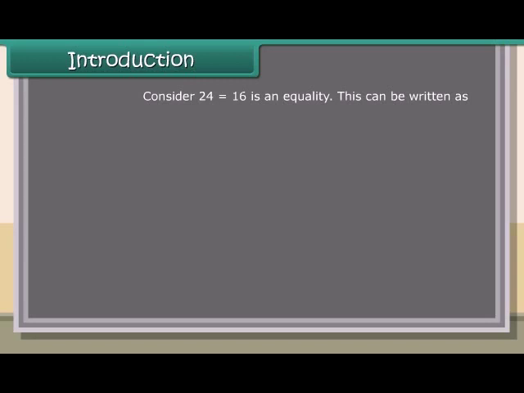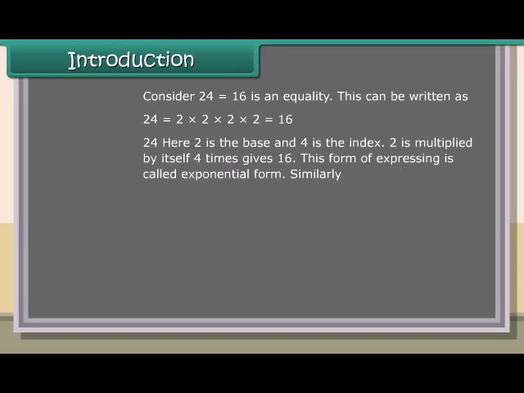Consider 2^4 = 16 is an equality. This can be written as 2^4 = 2 × 2 × 2 × 2 = 16. In 2^4, here 2 is the base and 4 is the index. 2 is multiplied by itself 4 times gives 16. This form of expression is called exponential form.